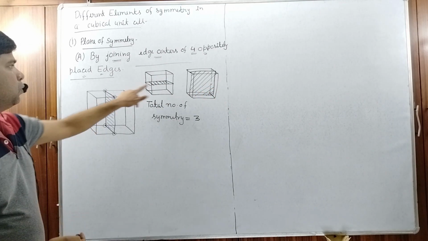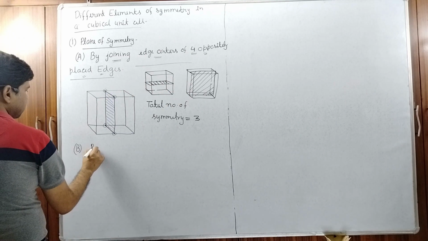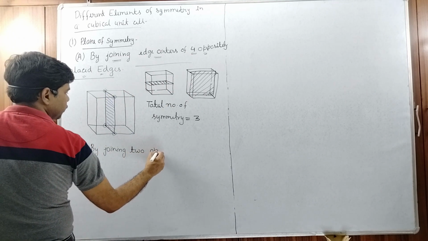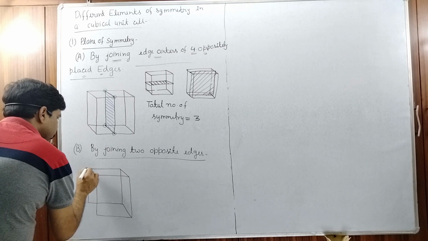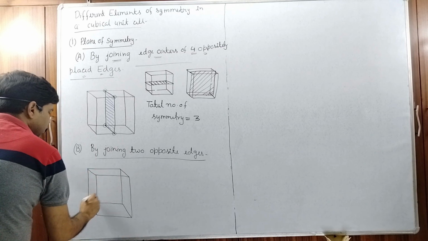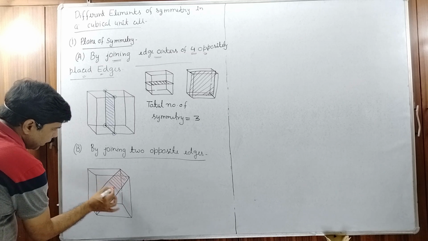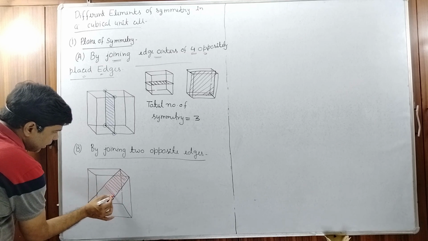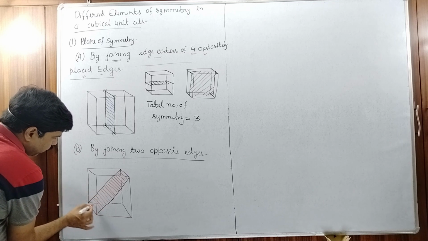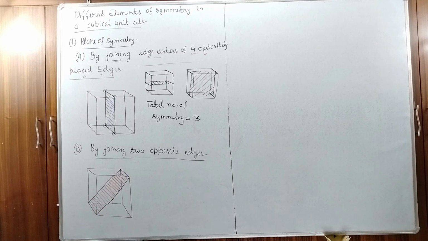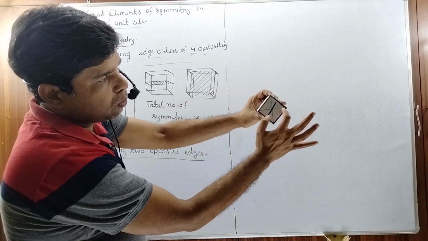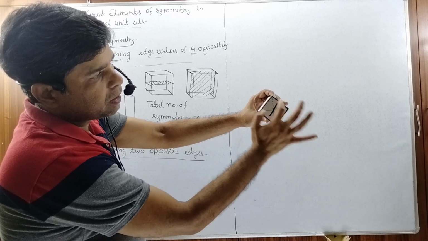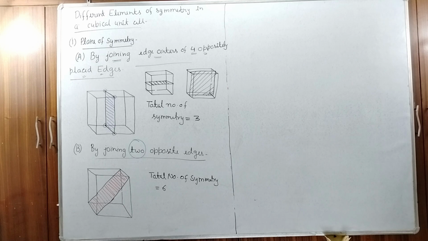Okay, so 1, 2, 3. The second type is obtained by joining two opposite edges. In one cubical unit cell we have 12 edges. At one time we have to join two edges, and this red plane divides the whole body into two equal parts, and the upper part is the mirror image of the lower part. If I cut the system in this manner, the lower part will be the mirror image of the upper part. We have 6 planes of symmetry of such type.